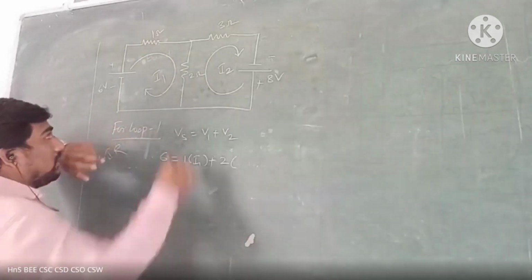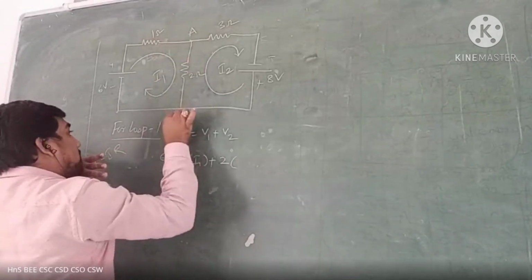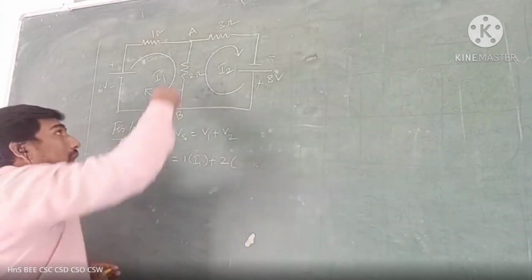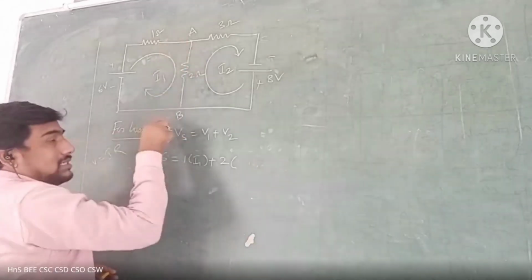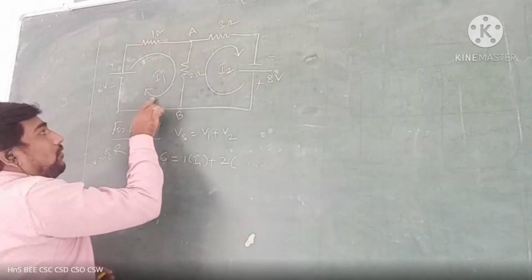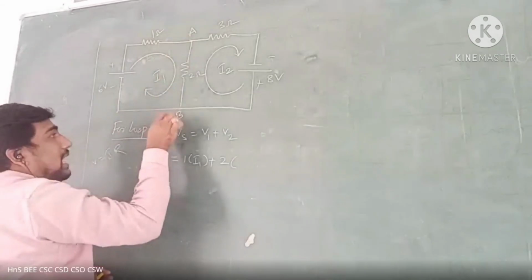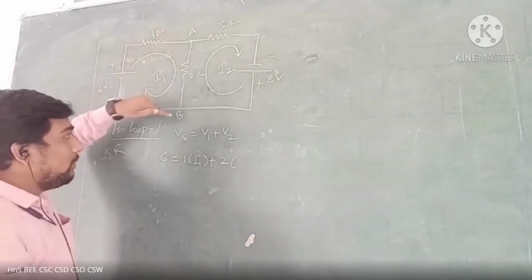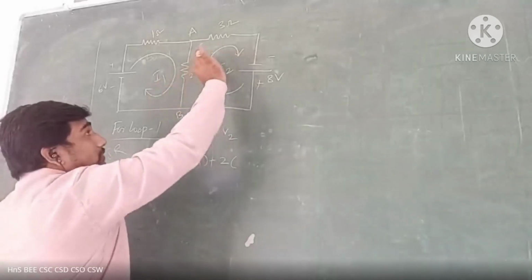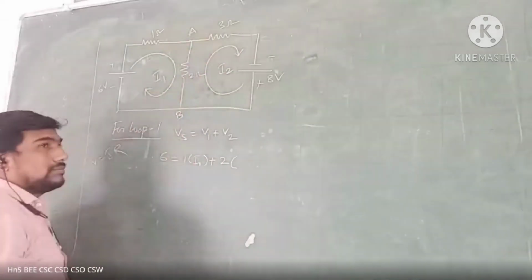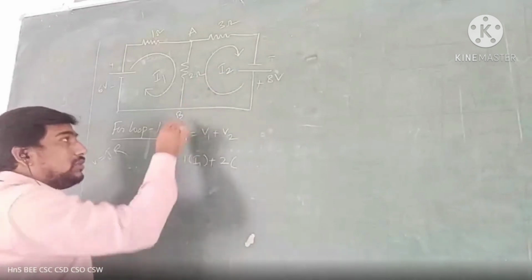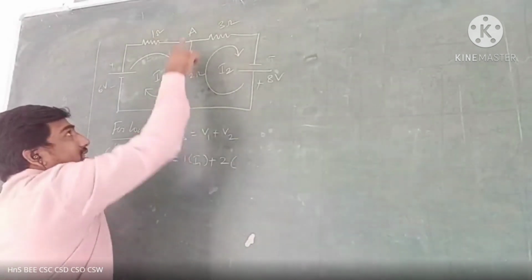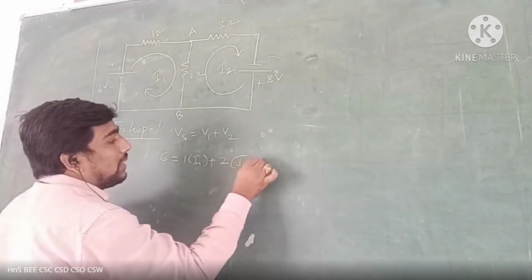For example, see this one. This is called point A. This is called point B. Across this resistance, I1 is flowing from A to B or B to A? A to B. I1 is flowing from A to B. And I2 is flowing from B to A or A to B? B to A. It starts from B and ends with A. That's why I'm writing I1 minus I2.